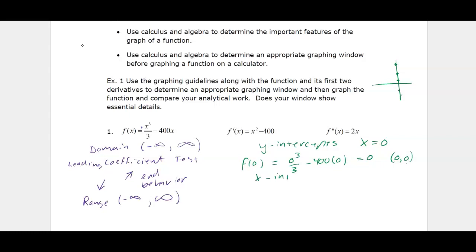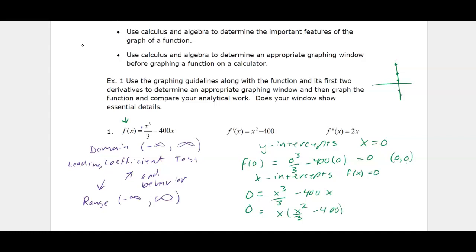X-intercepts occur when the function value, or the y-coordinate, is 0. So you replace f of x with a 0 and solve. And in this case, we're going to use some factoring to solve. Because if you're solving it looking at a graph in your calculator, why would you be doing this to begin with? So we solve this one by factoring. I'm going to take out a greatest common factor of x. That leaves me with x squared over 3 minus 400.